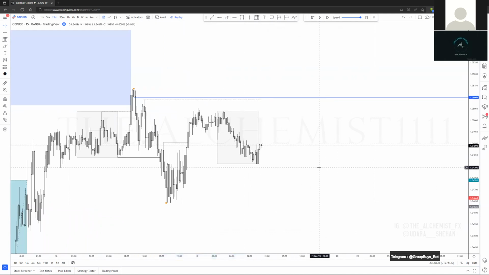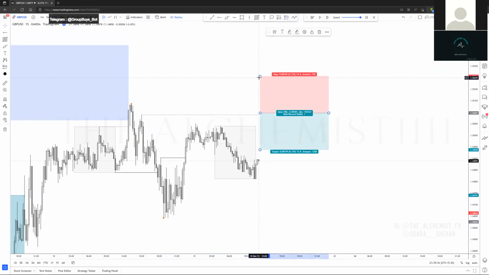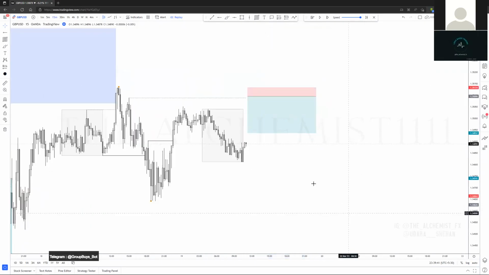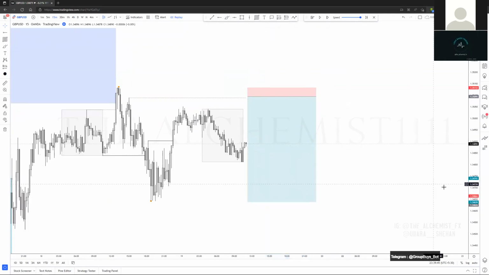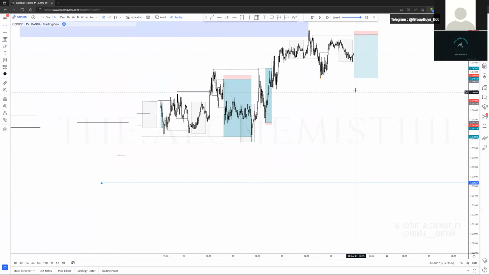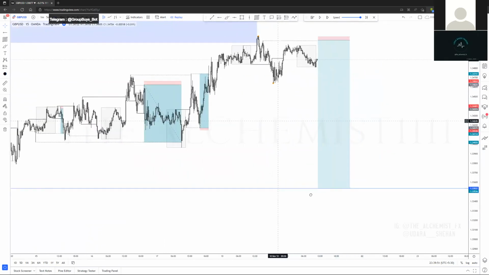So we have that. Now we sell it from the imbalance like this. Stop loss can go above the strong high, 3.8 pips. Then we target the low of the trading range. This will be your first target, and your final target will be down here. Because why? The range expansion, right?